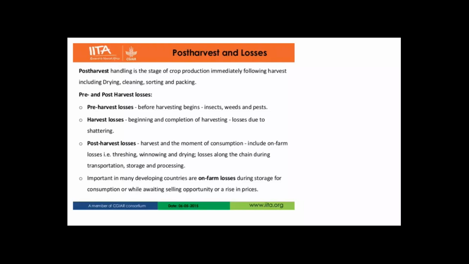And important in many developing countries are on-farm losses during storage or consumption, or while awaiting selling opportunities or a rise in prices. So there are several different areas where plants may be damaged.